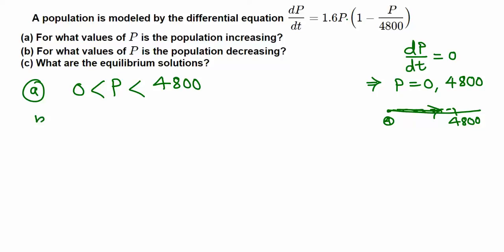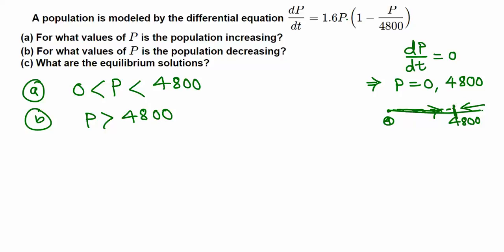Okay, and B, any population bigger than 4800 will make p decrease, because if p is bigger than 4800, then p divided by 4800 will be bigger than 1. 1 minus bigger than 1 is negative, and consequently everything is negative. So p bigger than 4800.